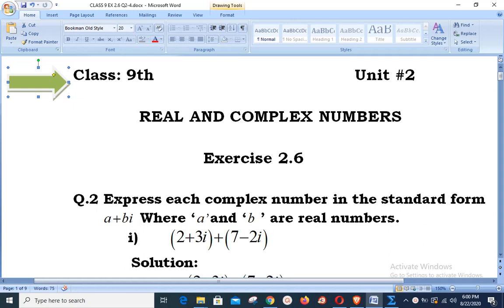Viewers, our today's lesson is related to class 9th, unit number 2. The name of the unit is real numbers and complex numbers. Viewers, about real numbers, you have studied a real line in grade 8. Upon the line we represent real numbers.